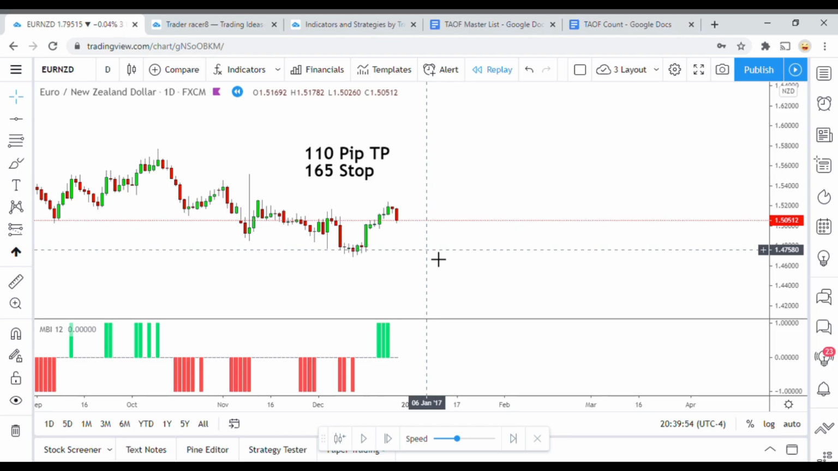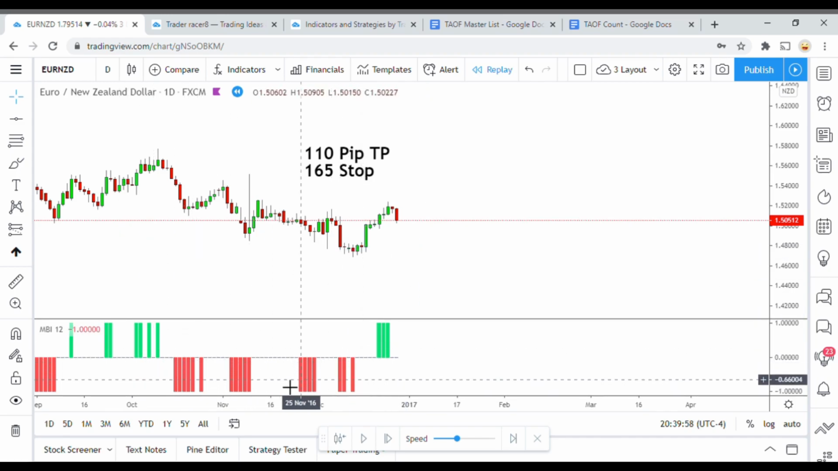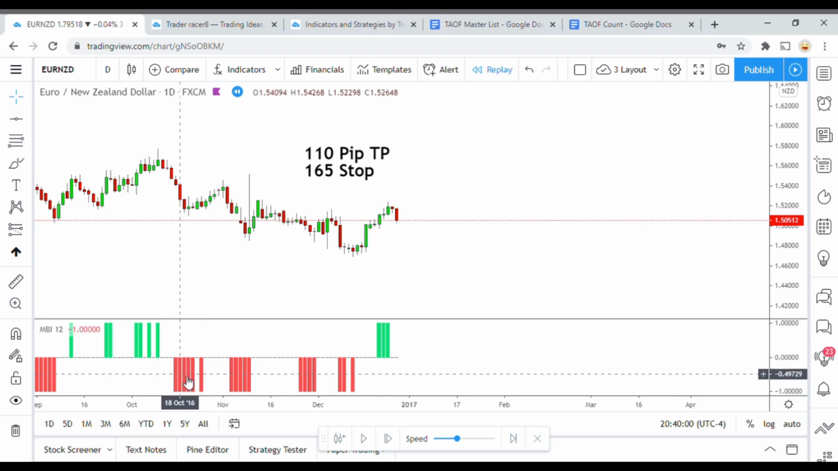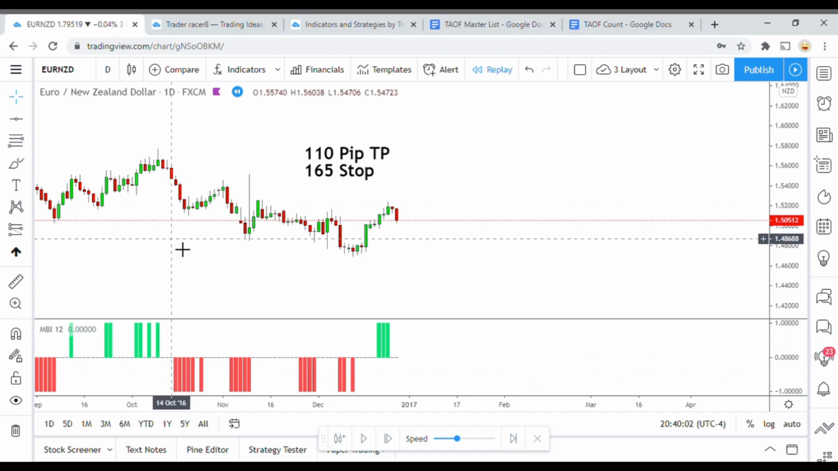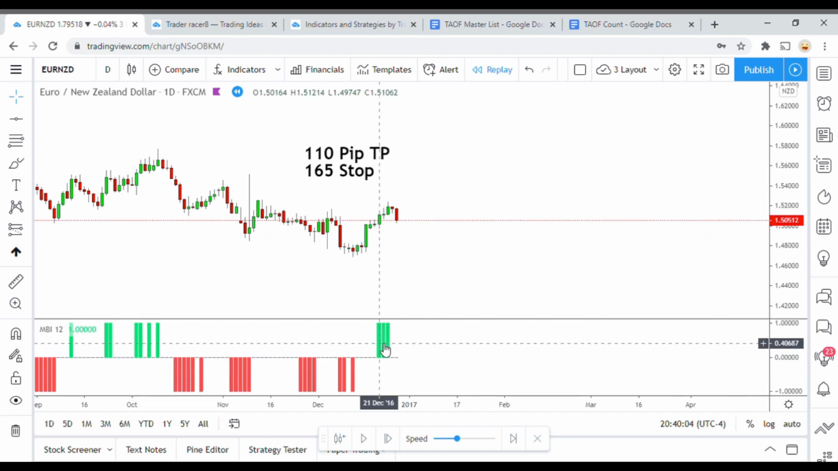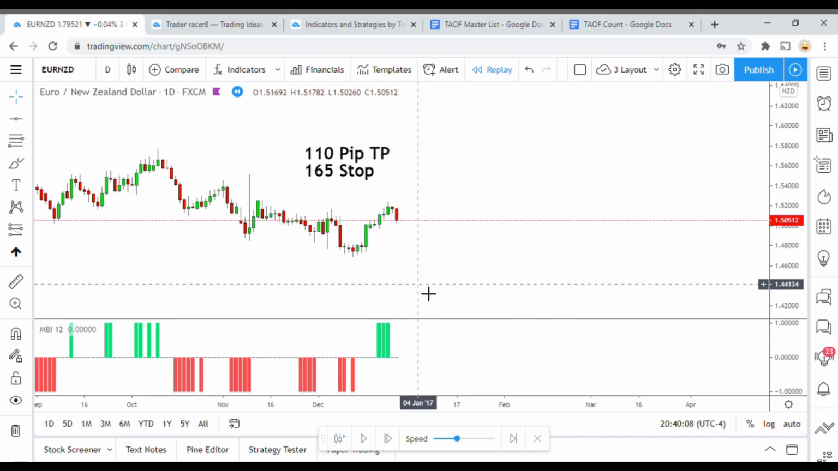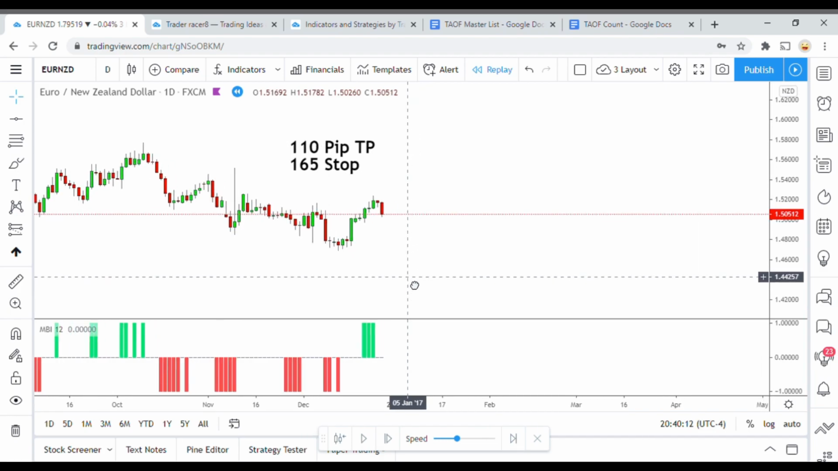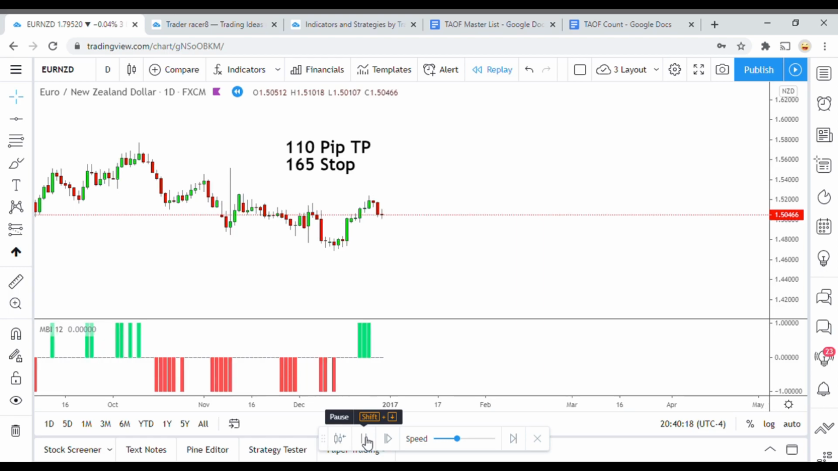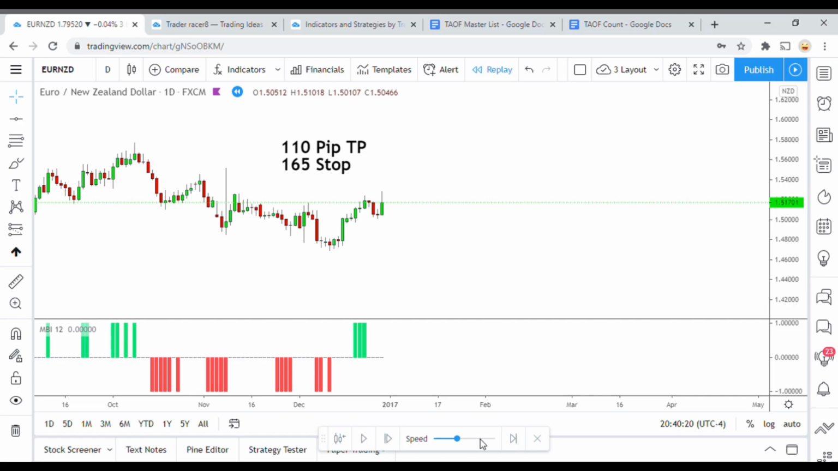So, as I said, the setup is pretty easy. We have green bars, we have red bars. When the red bars appear, that is a signal to go short. When the green bars appear, that is a signal to go long. So yeah, not a whole lot to it, and that's pretty much how we will be testing it today. All right, so let's get on with it here and see what we can get out of this indicator.